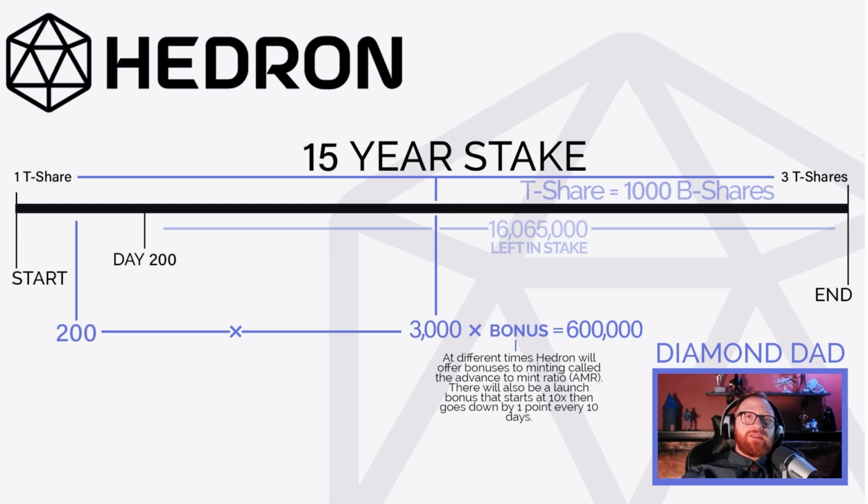Now, there's a little bonus section in there, and that's important because at different times, Hedron will offer bonuses to minting called the advance to mint ratio, the AMR.